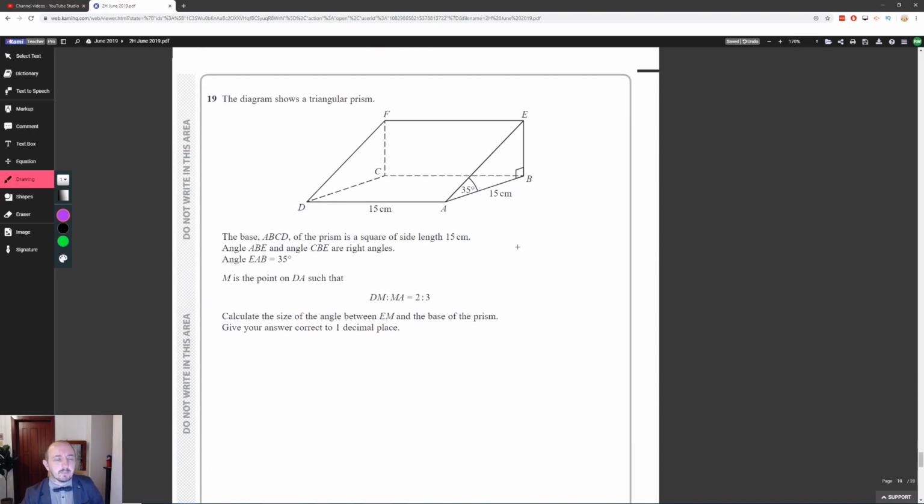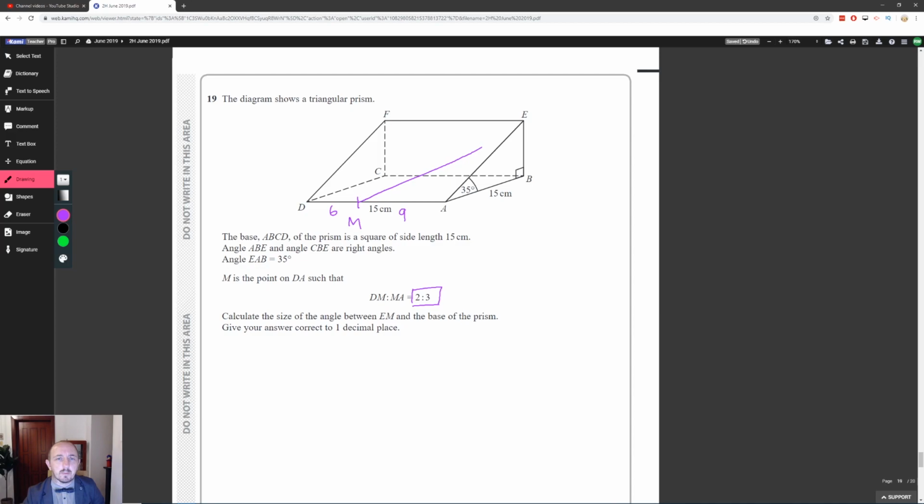Triangular prism, DM to MA. So M is on the point there where it's 2 to 3 ratio. So it's 2/5 when we add those up. 2/5 of the distance. So a fifth of 15 would be 3, so 2/5 is 6. That leaves 9 there. That's in a 2 to 3 ratio. And we need to go between E, M. So there's the point M.